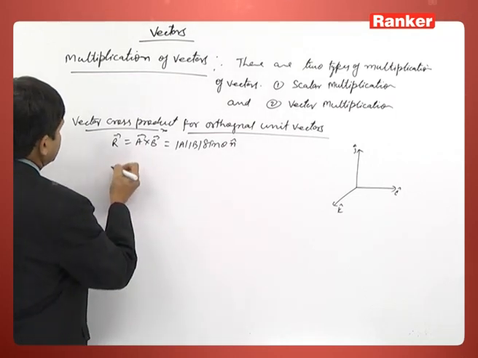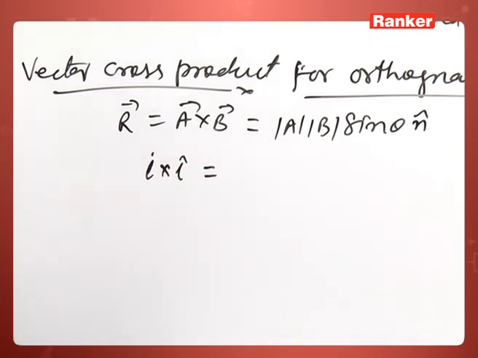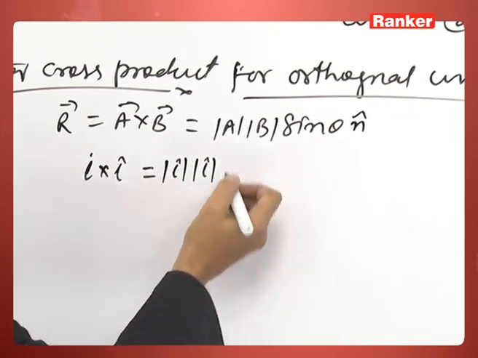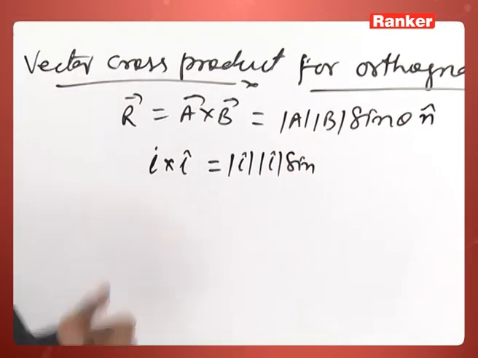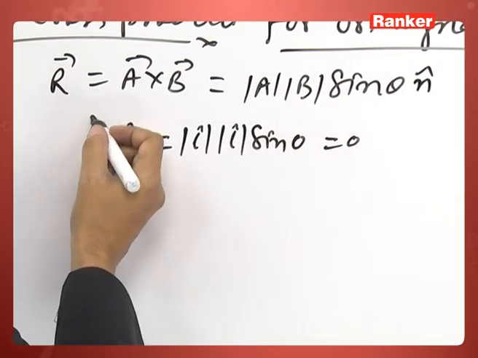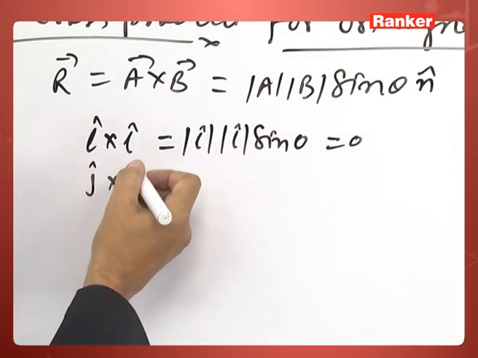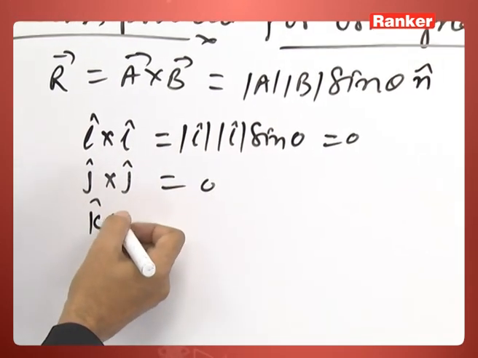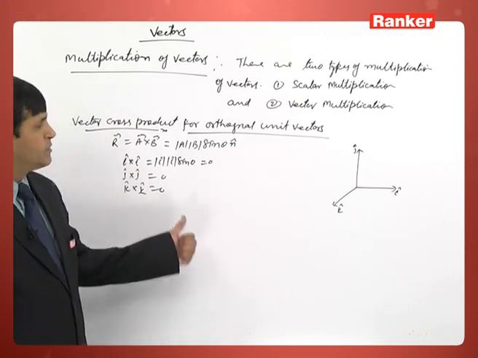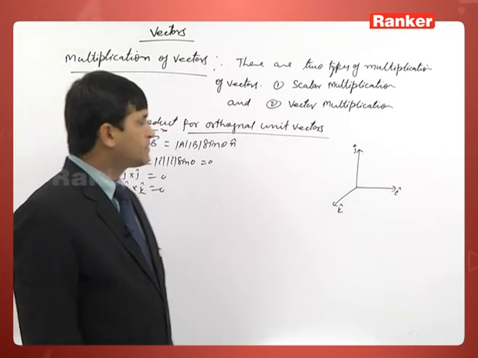Same thing: if we look at i cross i, it means mod of i, mod of i, sine of the angle. These are the same vector, so the angle between them is always 0. So, we can say i cross i is 0. Similarly, j cross j will also be 0 and k cross k also 0. It means for the same vectors, whenever we take their cross product, the result will be 0.